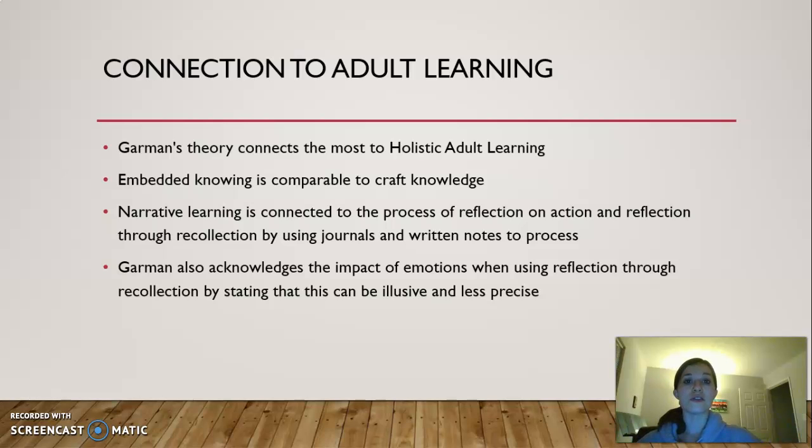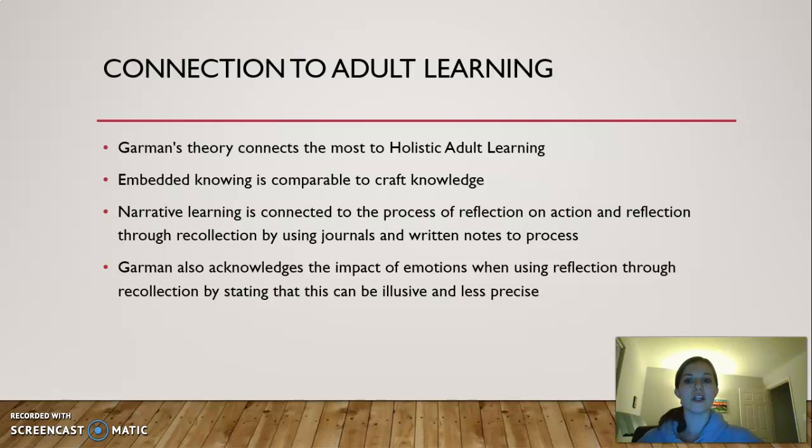Finally, to connect this to an adult learning theory, Garman's theory most likely connects to holistic adult learning. She actually references holistic adult learning in her writing. And embedded knowing, which is discussed in our textbook, is comparable to craft knowledge. So embedded knowing is actually referenced as that kind of automatic knowledge that you just do, which is the same as craft knowledge. It's that trial and error process that we use as like first year, second year teachers to kind of get into the field.